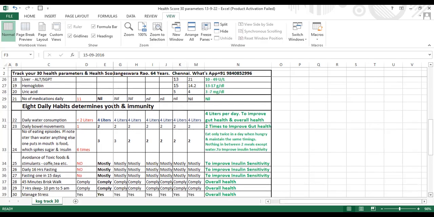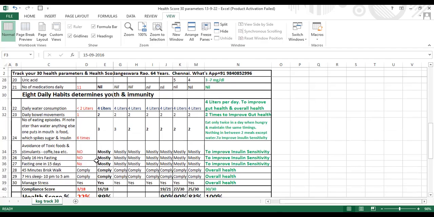Daily 16 hours fasting. That means the previous day, say you have taken your second meal at about 8 o'clock, and the next day you wait until 11:30, so that you have at least 14 to 16 hours of fasting. Once in 15 days, one day of fasting will further enhance your insulin sensitivity. It will bring down obesity in people who are overweight, belly fat, and then your diabetes, pre-diabetes, and all, friends. 45 minutes brisk walk, 7 hours sleep at night, managing stress. If you're stressed, learn yoga, meditation, and all that.